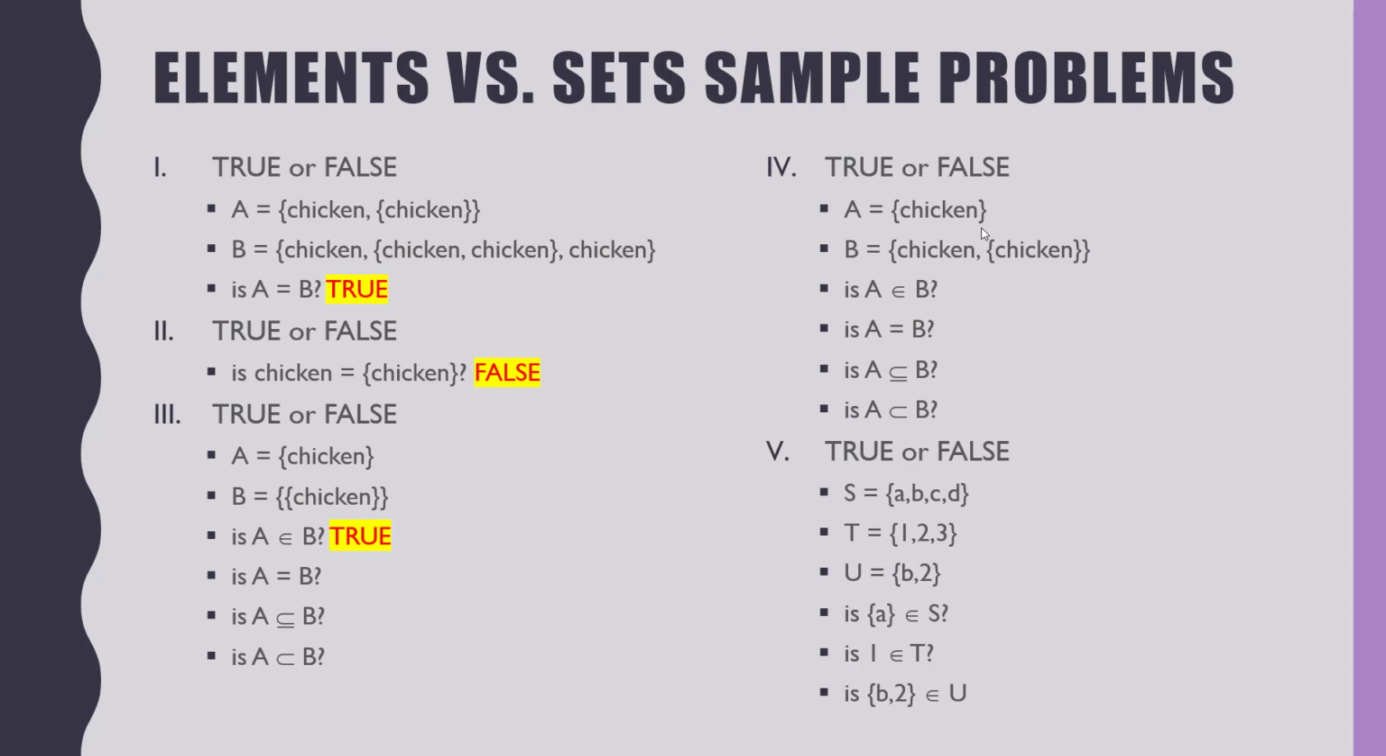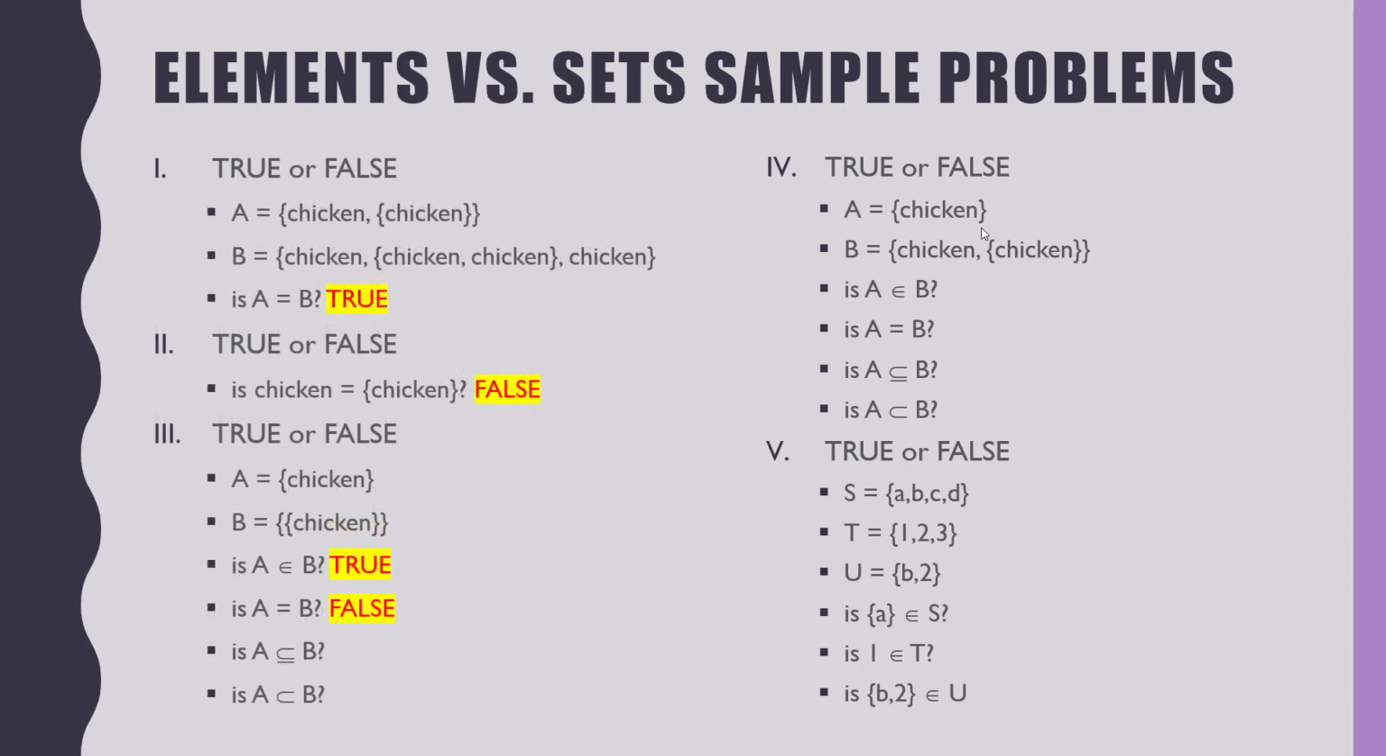Is A equal to B? No, because A is a set. B is a set that contains a set, right? It's different, right? So the answer to that is false. Stop shifting. All right. Next one.